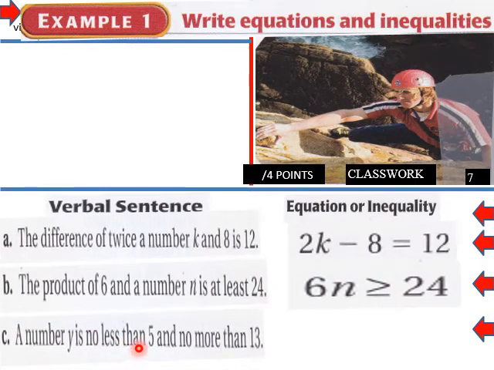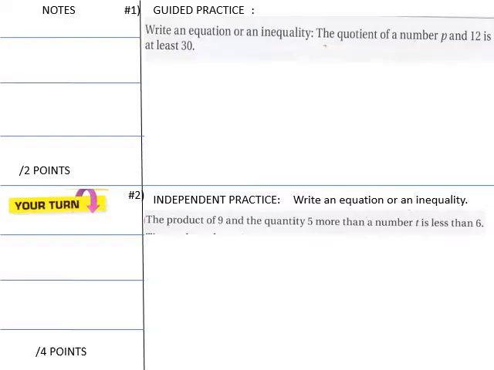And then number y is no less than 5 and no more than 13. So we have a complex inequality here, don't we? This is what it would look like. We have two conditions here. We have 5 is less than or equal to y, and y is less than or equal to 13. So it's a complex inequality here.